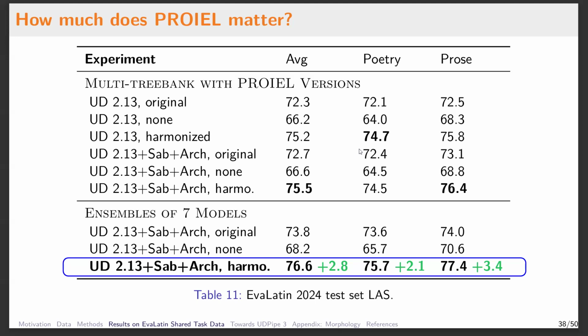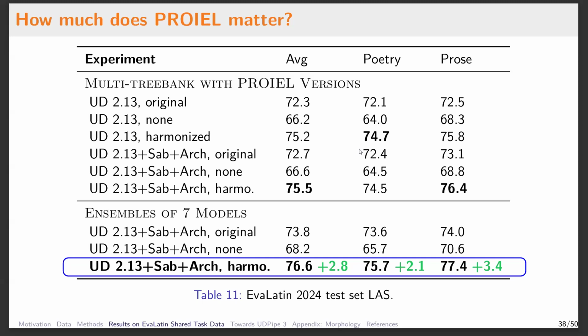So we can extract three take-home messages from this table. The first one is that using harmonized Proiel is the best solution, better than original Proiel and better than no Proiel at all. The second one is that using original Proiel is still better than not using any Proiel at all. And we will see why. And the third one is that those small treebanks, so Sabellicus and Archimedes, when testing on the UD 2.13 treebanks, didn't really help because, of course, their size is very limited. But in this case, they helped a bit.